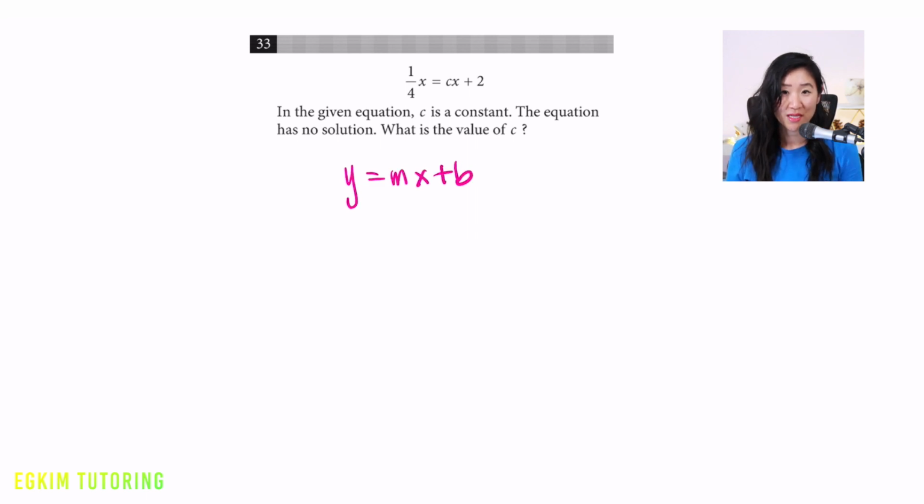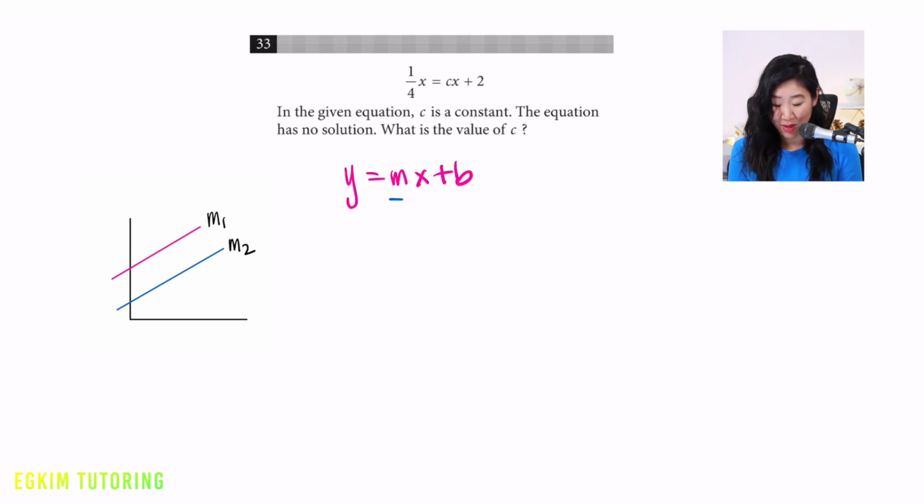One thing to note is that they say that the equation has no solution. So no solution means you're dealing with parallel lines because parallel lines never cross, so they never share a point. The other thing to remember is that parallel lines have the same slope, and the slope value is denoted by this m right here, which means that on the left side the slope is going to be 1 over 4, and then on the right side the slope is the c value. Since we're dealing with parallel lines, we know the slopes are the same, so we can set them equal to each other and say 1 over 4 is equal to c, and c is what they're looking for, so 1 over 4 is going to be your answer.